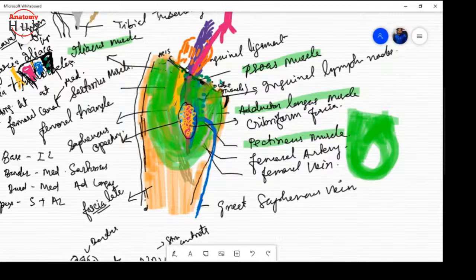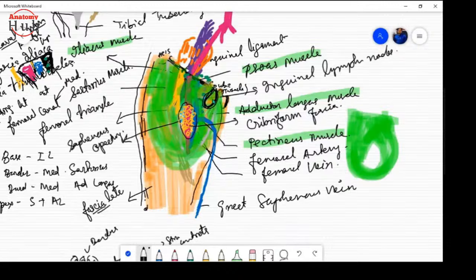I'll take that in some other class, when you have some other time. Here the femoral canal is the site for the femoral hernia, because there is a gap and no other contents. So the abdominal content, a loop of small intestine, may enter the femoral canal and protrude out over here. That will cause the femoral hernia.